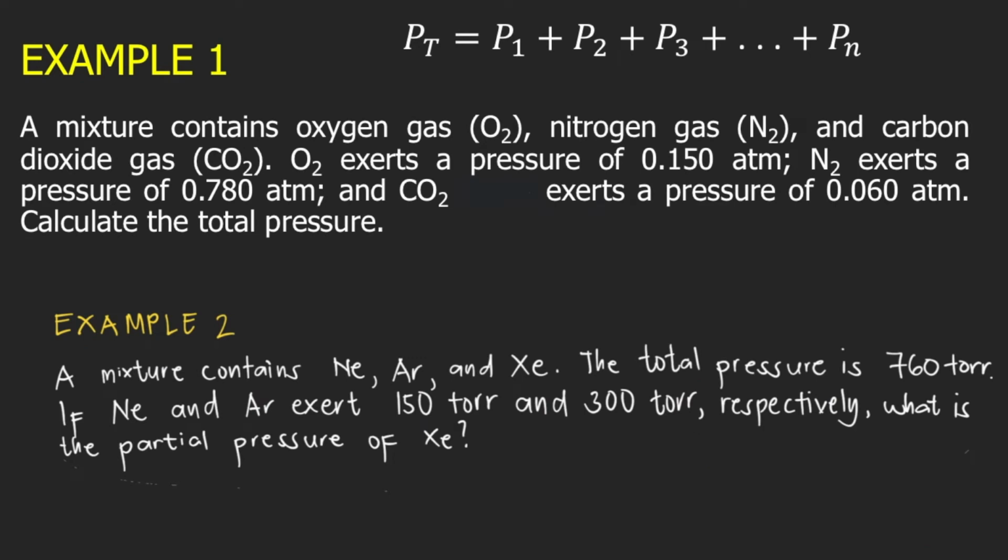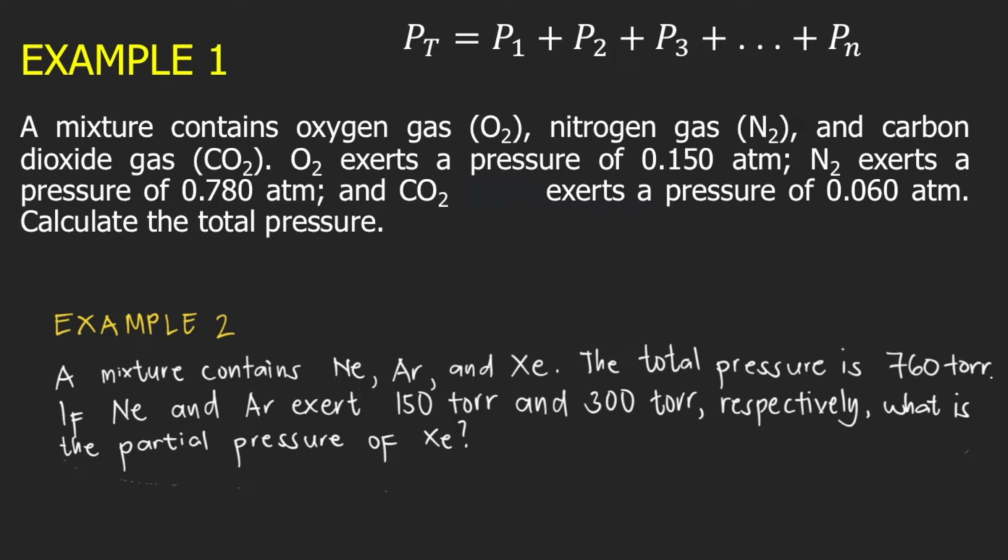Okay, let's proceed to our examples. We have example 1. A mixture contains oxygen gas, nitrogen gas, and carbon dioxide gas. Oxygen gas exerts a pressure of 0.150 atm. Nitrogen gas exerts a pressure of 0.780 atm. And carbon dioxide exerts a pressure of 0.060 atm. Calculate the total pressure. Since the question is asking for the total pressure and we are given the partial pressures, we will be using Dalton's law.